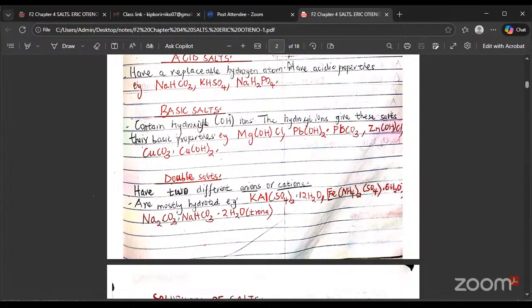They have two different cations. I don't know if somebody has chatted me. Let me see. Okay, it is okay, Rotich, it is okay. I don't know.